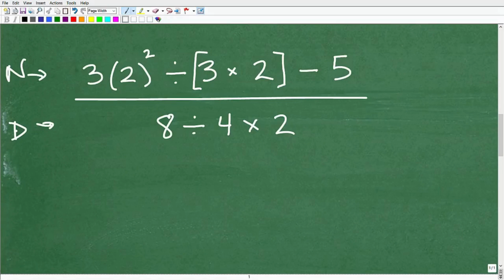So what you want to do, the fraction bar in and of itself is like a grouping symbol. So what you want to do is work independently of both the numerator and denominator. In other words, simplify the numerator down to one value and then work on the denominator, simplify that down to one value, and then you can simplify from there. Okay, so you never want to intermingle your work.